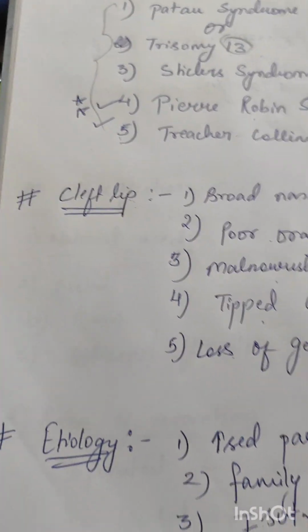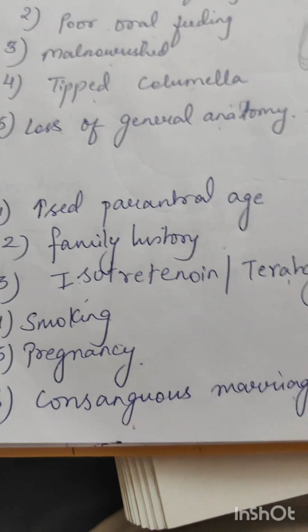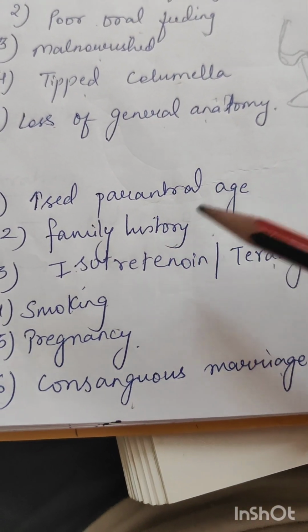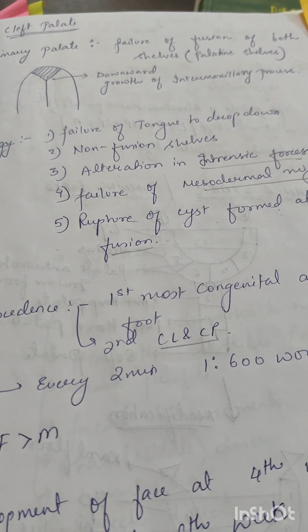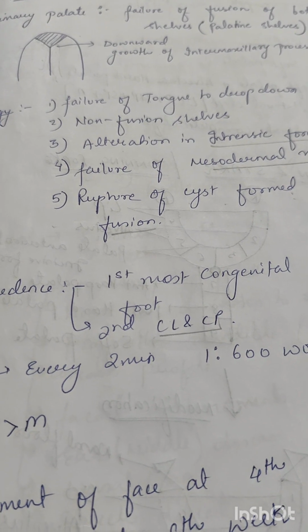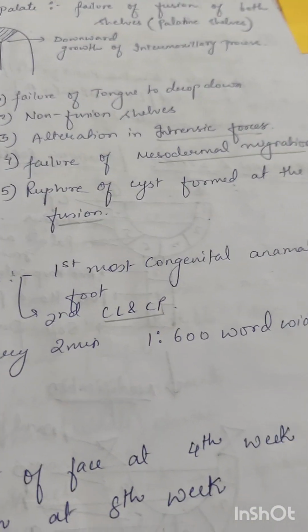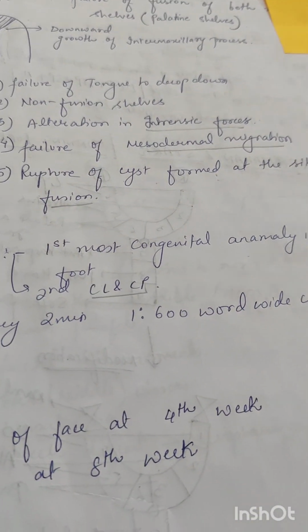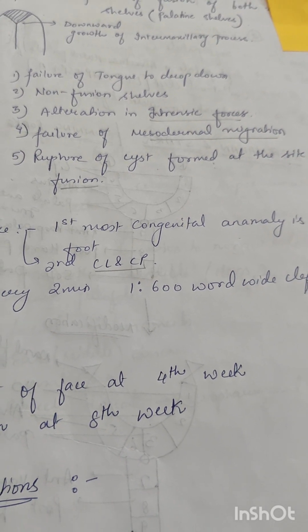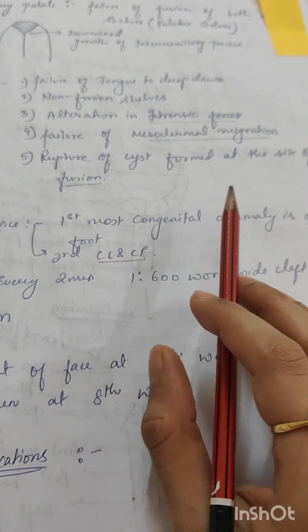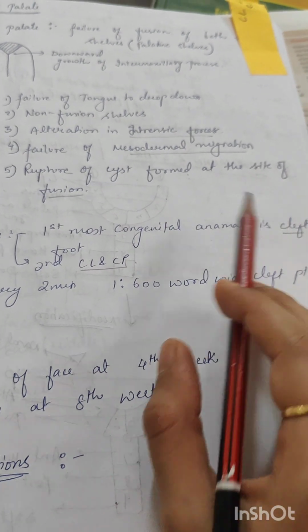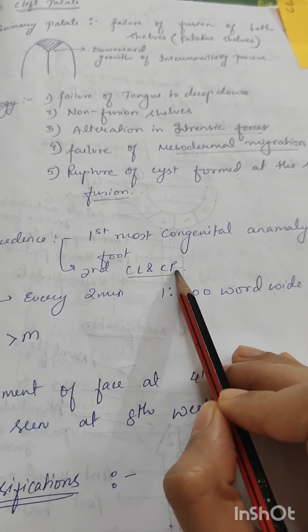Etiology of cleft lip was increased parental age, family history, teratogen, smoking, consanguineous marriage. For cleft palate, it is the failure of the tongue to drop down, non-fusion of the shelves, alteration in the intrinsic forces, failure of the mesodermal migration, rupture of the cyst which is formed at the site of fusion. Incidence: first most common congenital anomaly is the clubfoot. Second is the cleft lip and the palate.